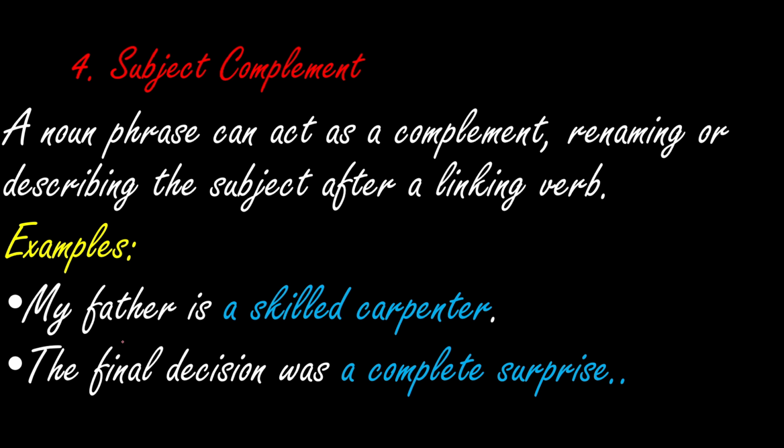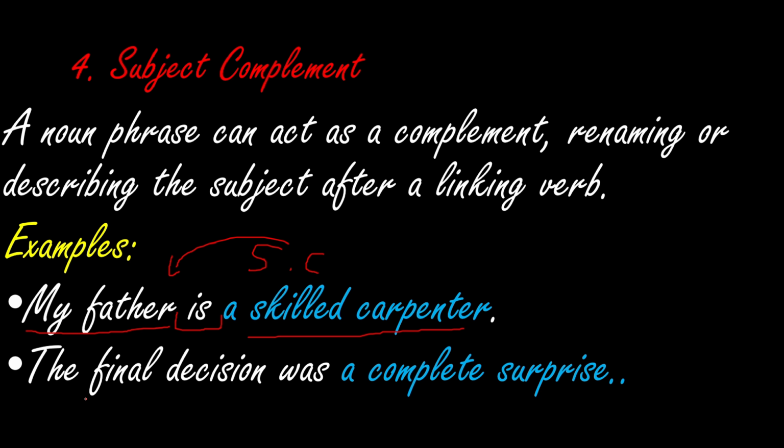We have: My father is a skilled carpenter. My father here is a noun phrase that functions as the subject of the sentence. Is is a verb, and it is a linking verb. We have a skilled carpenter. It is a noun phrase that functions as subject complement. It completes the meaning of the noun phrase my father.